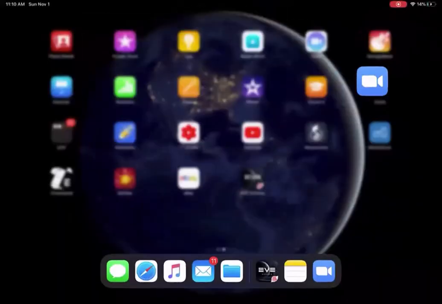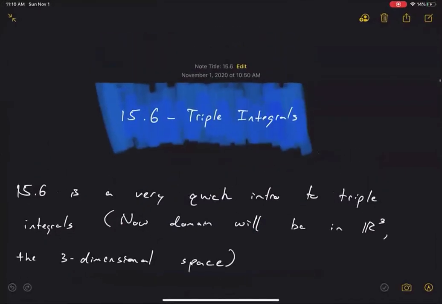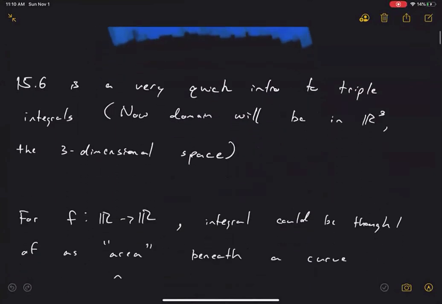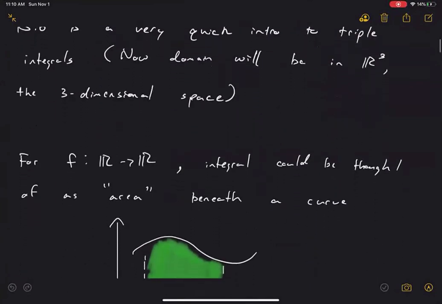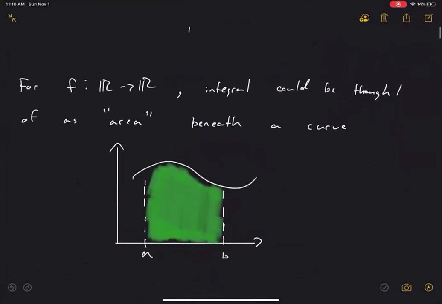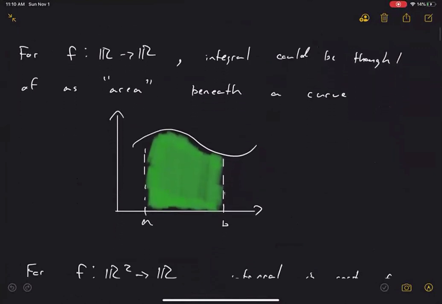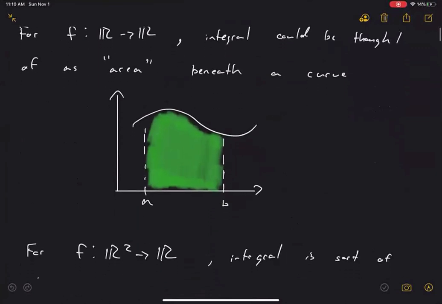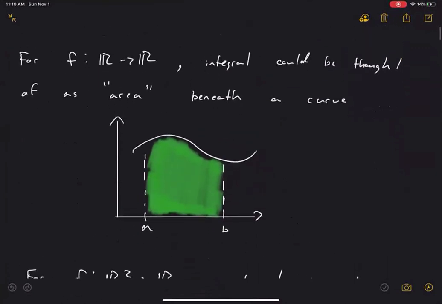15.6 is a fairly straightforward extension of what we've done so far in chapter 15. We're still doing multiple integrals, but now we're integrating over 3 dimensions instead of 2. So we're not going to spend too much time on the theory, because the theory is all the same as it was for a function of two variables. Let's just quickly run through it.